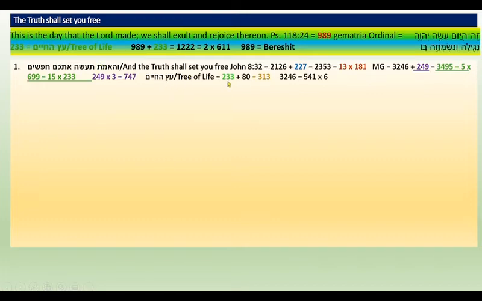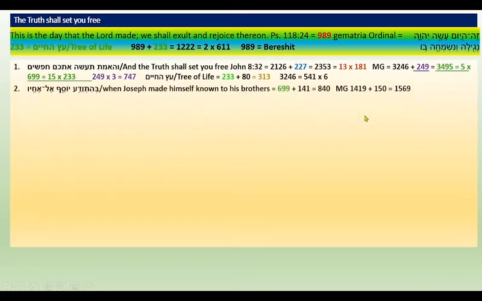So tree of life, 233 is connected to that. And you've got 313, which is the regular nodal of tree of life. All these numbers are totally and absolutely super significant and wonderful. It's connected to "and Yosef made himself known to his brothers." So this concept of Mashiach ben Yosef: he was hidden from his brothers and then he revealed himself to his brothers. The truth that he was still alive was revealed.